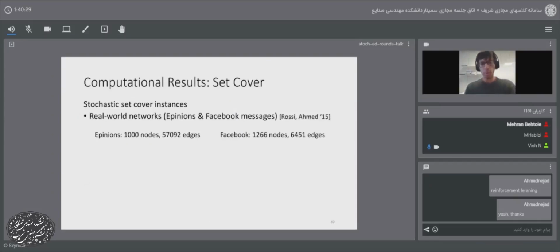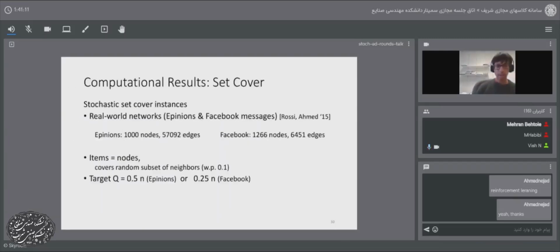So I'll first talk about the sensor placement application or the stochastic set cover problem. So we picked set cover instances based on two real world networks. So these are called the opinions and the Facebook messages data sets that were used in some previous papers. So in the opinions network, we have about 1,000 nodes and 57,000 edges. So it's a fairly dense network. And in the Facebook network, we have about 1,200 nodes and 6,400 edges. So the Facebook network is a sparse network.